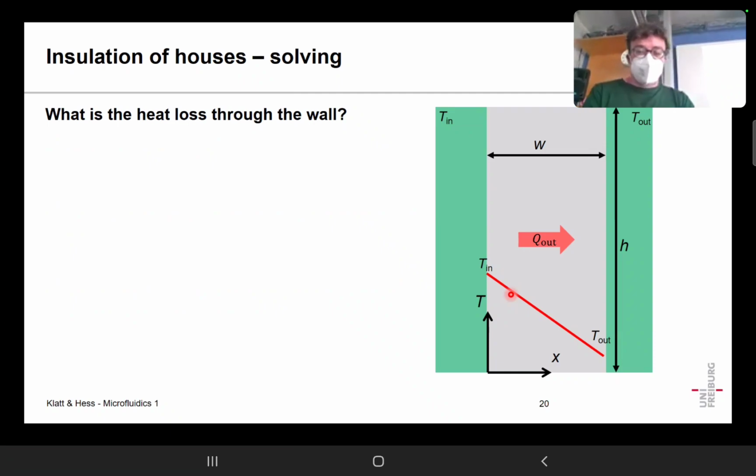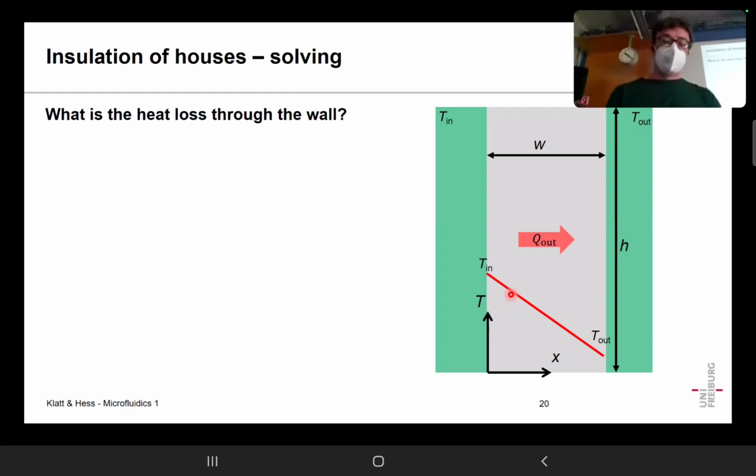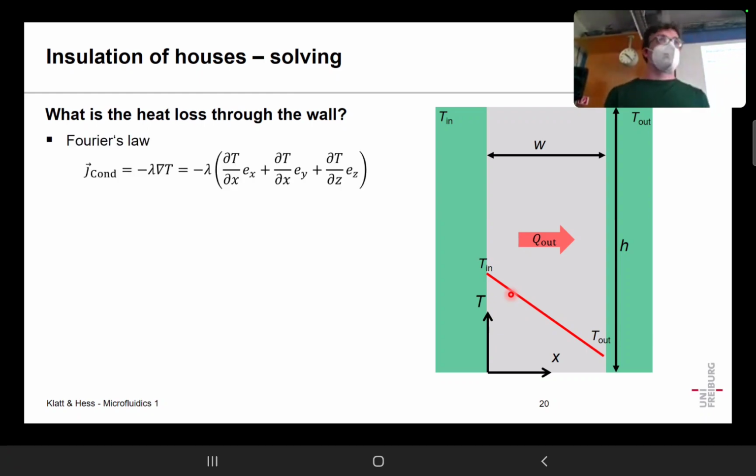Okay, so next we are not interested in the profile in the first place, but we're interested in the heat flow through the wall. And that's where we need Fourier's law once again. Because in this flux, so the conductive flux, we can use this conductive flux to calculate the total flow. Once again, we look at it in our coordinate.